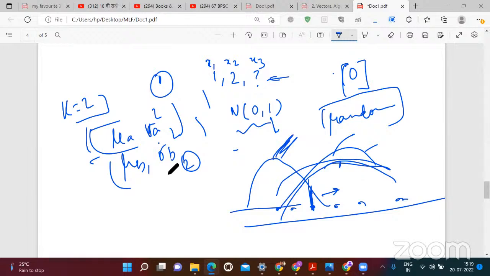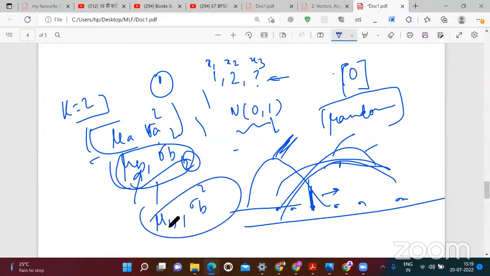Now I'm having some data point in this second cluster, and after having the data in this second cluster, I'll update the values of mu B and sigma B, as the values will start changing.